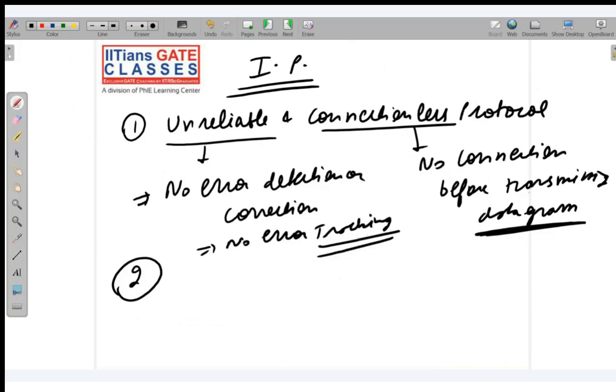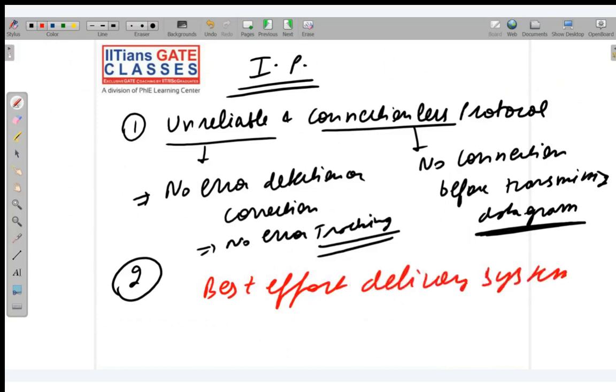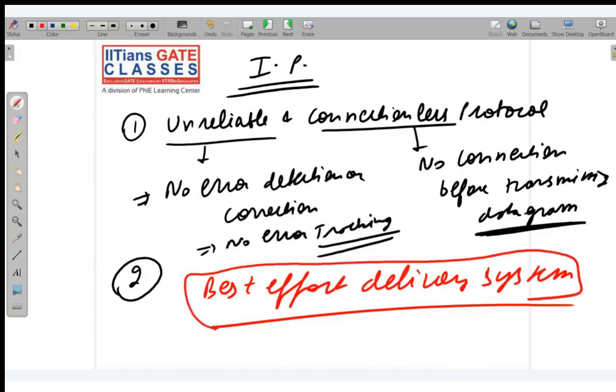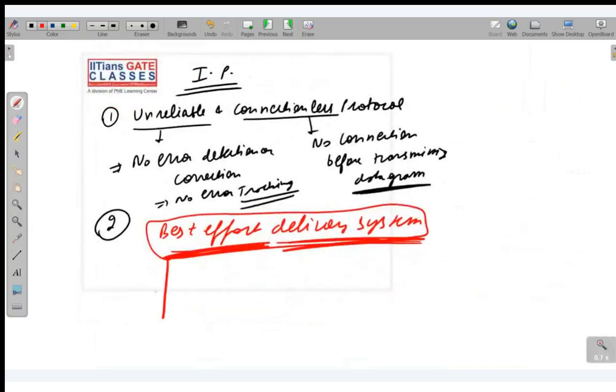From these points, what you can remember is that it is a best effort delivery system. That means its entire concentration is to transfer the datagram from sender to receiver, and it really doesn't care about errors. That's why I'm calling it a best effort delivery system; its entire effort is on delivery. I hope you have got the point, so you can take the snapshot. Indirectly, this means that datagrams can be duplicated.